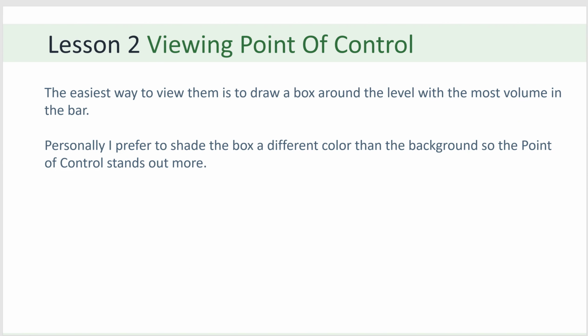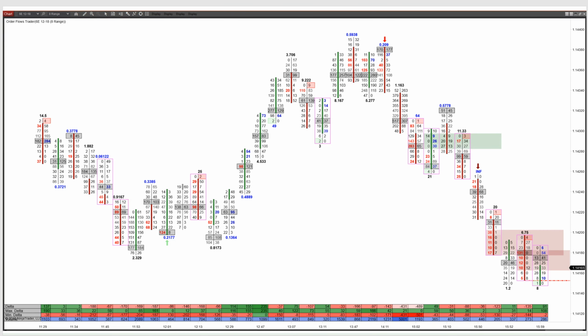The easiest way to view point of control is to draw a box around the level with the most volume in the bar. Personally, I prefer to shade the box a different color than the background so the point of control stands out more. Again, some people like just to have the outline box. I was showing you charts earlier with a clear background, just the box around. On NinjaTrader, I prefer it shaded. On Sierra Chart, I don't shade it. I just keep the same background and have the rectangle around it.